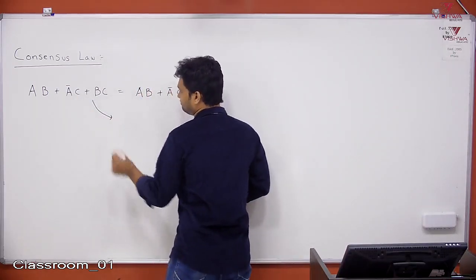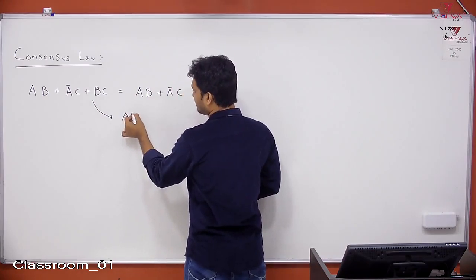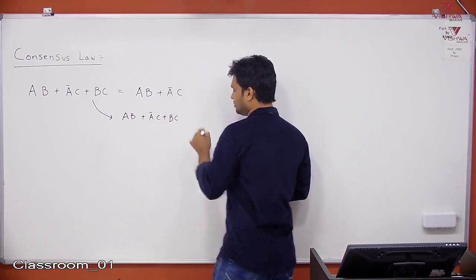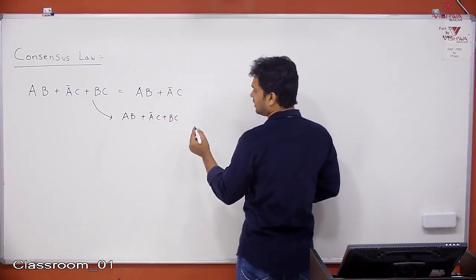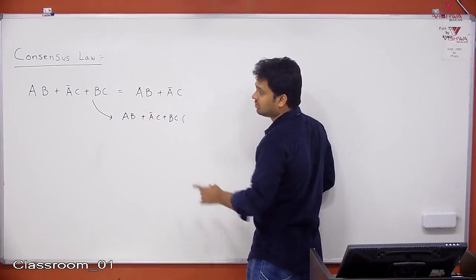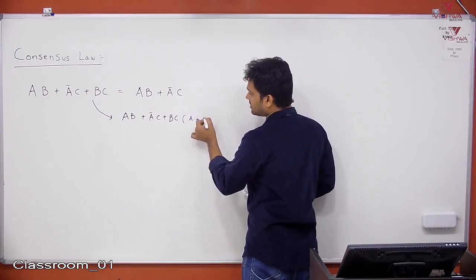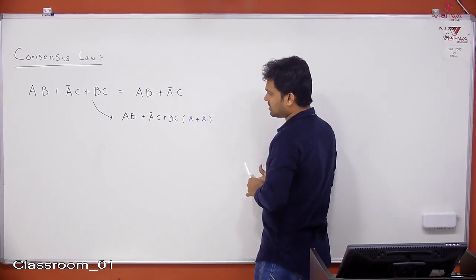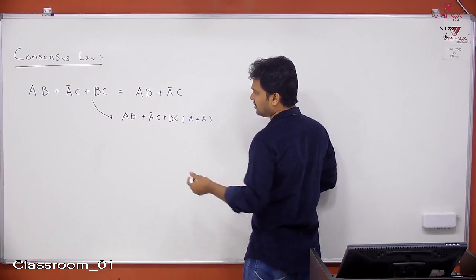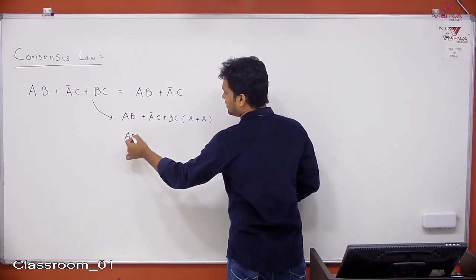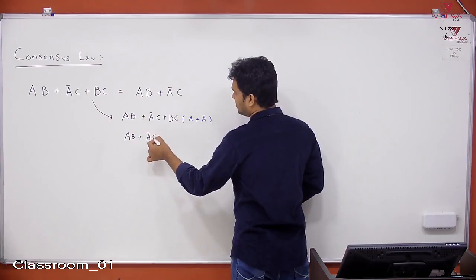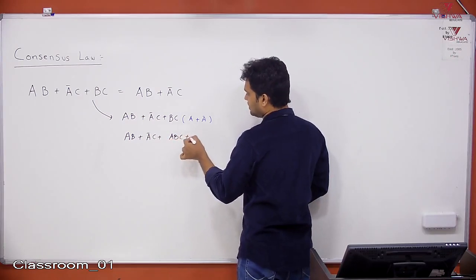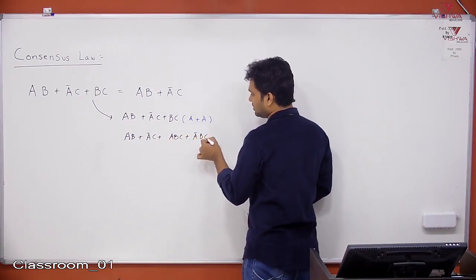Take this expression: AB plus A bar C plus BC. Here multiply this BC with A plus A bar. A plus A bar is 1, and 1 into anything is the same. So what is this? AB plus A bar C plus A into BC plus A bar into BC.